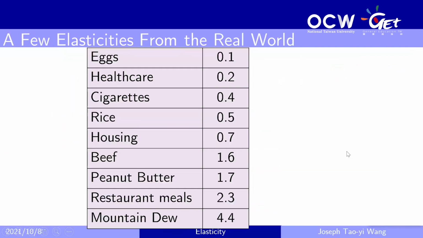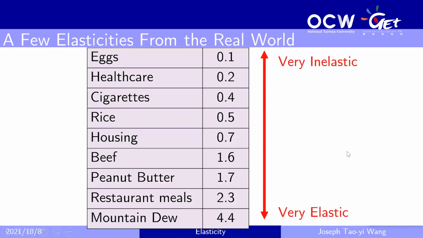All right, so here are some real numbers. Price elasticity of demand for eggs, 0.1; healthcare, 0.2; cigarettes, 0.4; rice, 0.5; housing, 0.7. So these are inelastic demands. Beef, 1.6. Think of it, if beef is expensive, what would you do? Well, switch to pork or chicken or lamb. Peanut butter, 1.7. Well, what happens if peanut butter is so expensive? Well, you can have jam, right? Restaurant meals, luxury, yeah. Mountain Dew, 4.4.